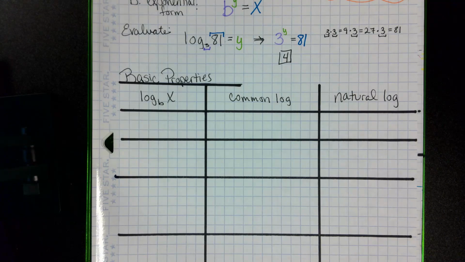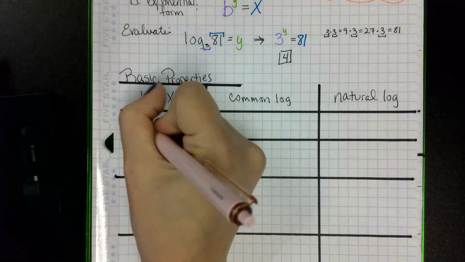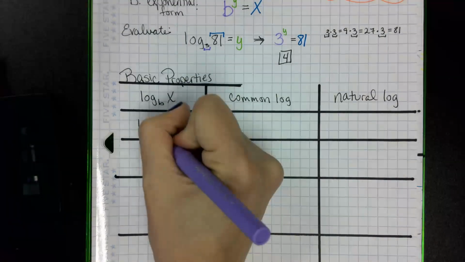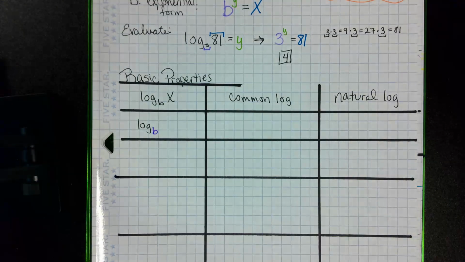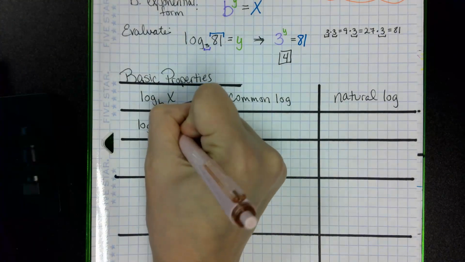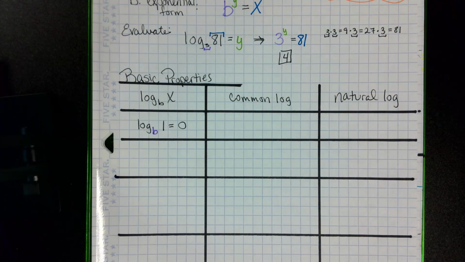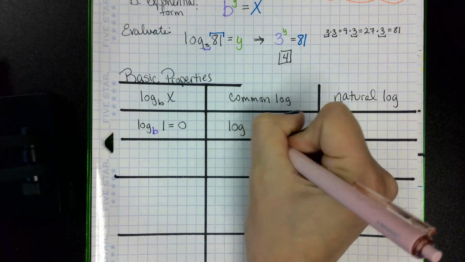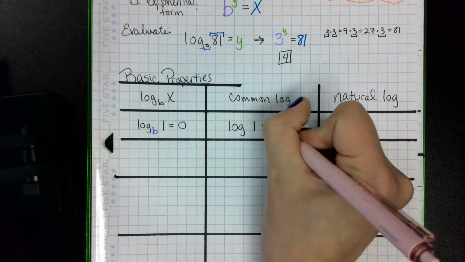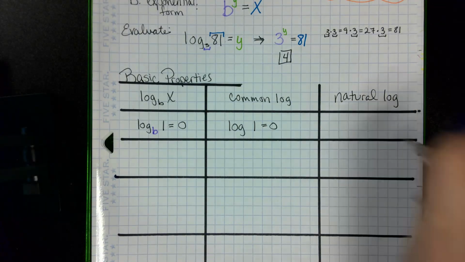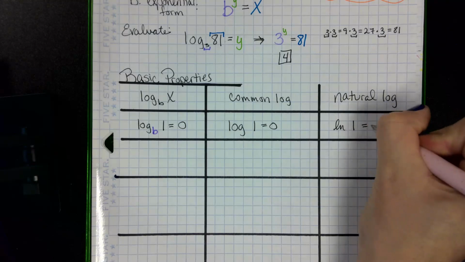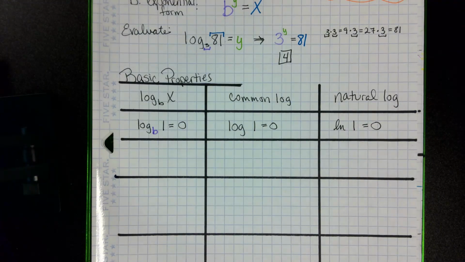All right, so the first property. If you have log base b, it doesn't matter what the base is. Log with a base of anything of 1 will always equal 0. The same as the common log of 1 will always equal 0. And the natural log of 1 will equal 0. And that's because of the exponential rule.